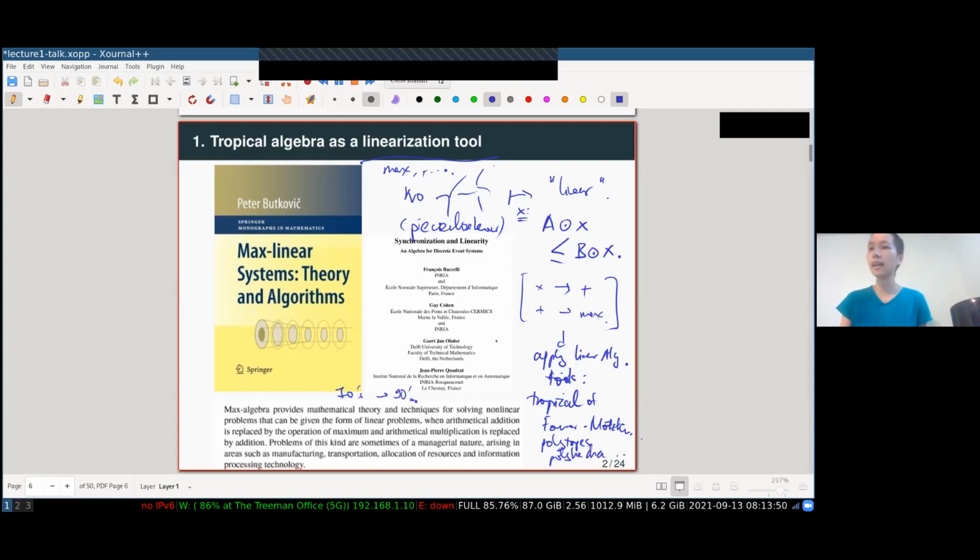And the amazing thing is that there is a really rich toolkit that allows you to do so. So this is a blurb from this book by Peter Butkovic. The gist of the book is to think of tropical algebra as a linearization tool. He collects a lot of results over a span of about 20, 30 years on what tools are available to solve systems like this, how we understand them, algorithms and efficiency, that kind of stuff.